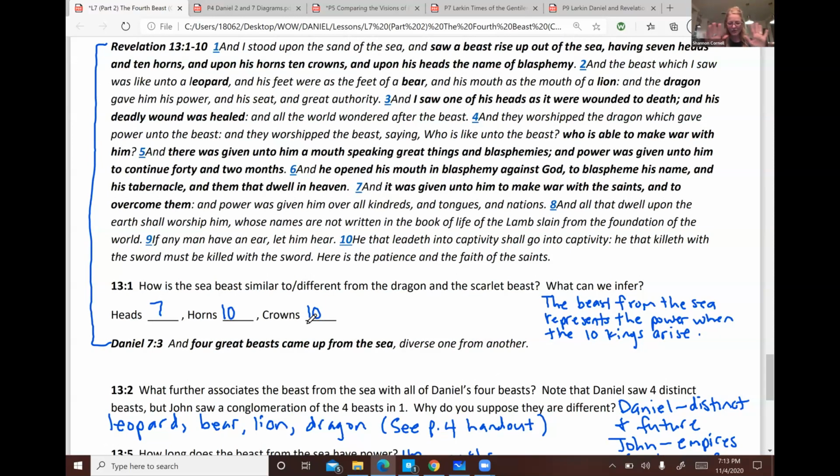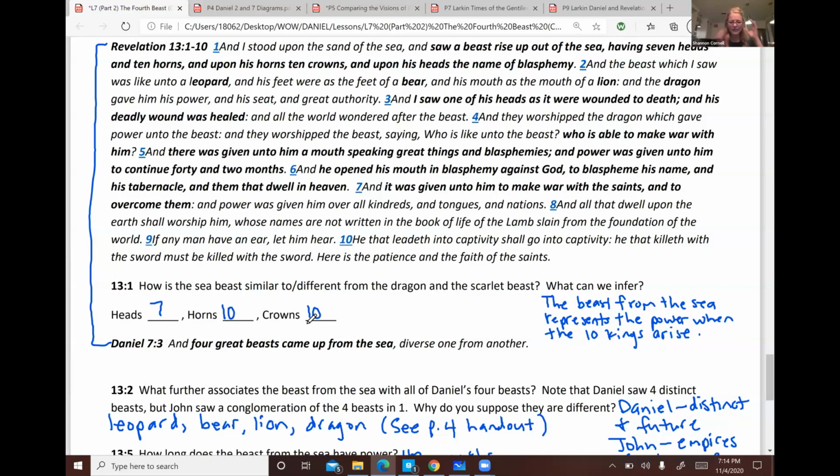Remember, Daniel's 4th beast has 2 phases. The beast of Revelation has 2 phases. The first one is Revelation 17, the scarlet beast. It doesn't have crowns on its horns yet. Well, when it rises up out of the sea, we're told it has 10 crowns. That means that the 10 kings are in power. It means that we've reached the time of the 10 toes of Nebuchadnezzar's statue.